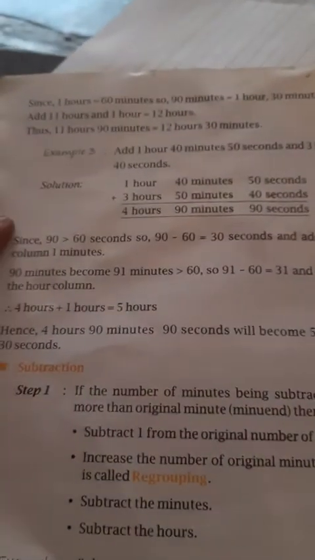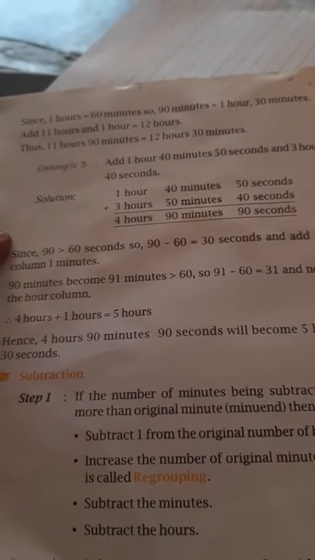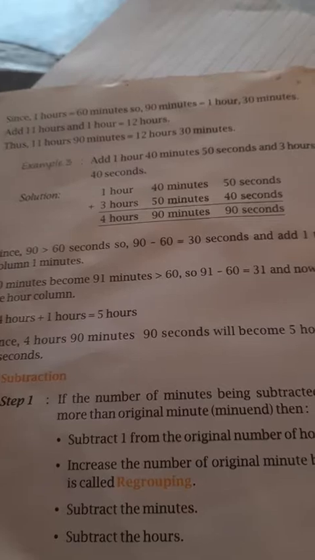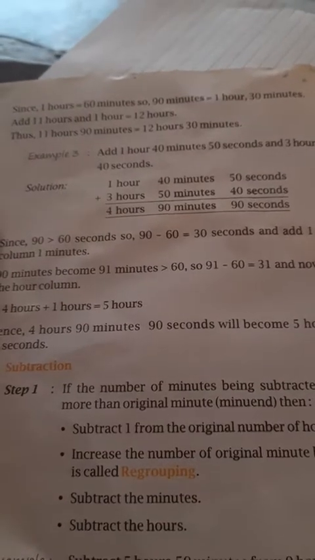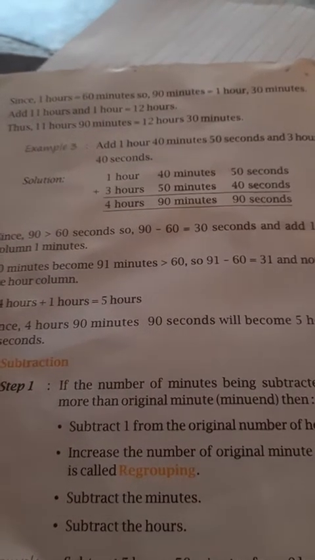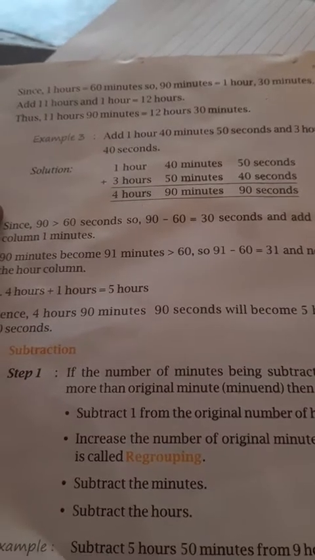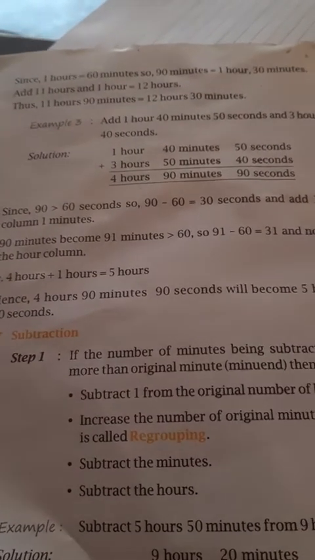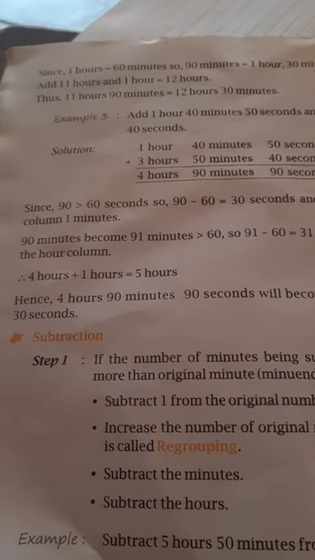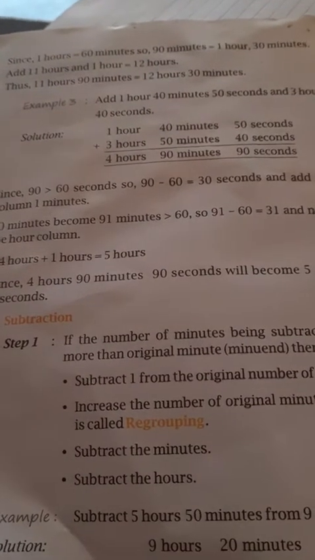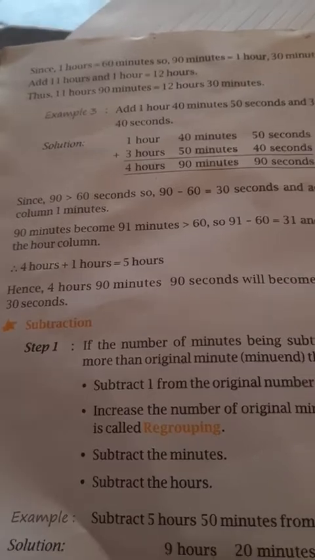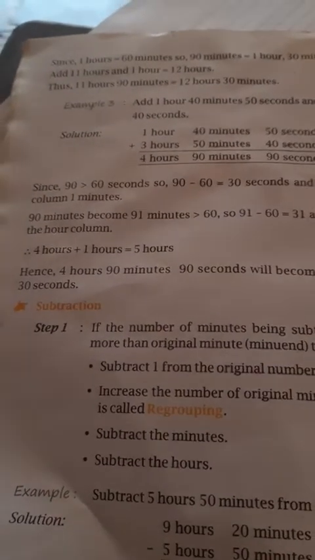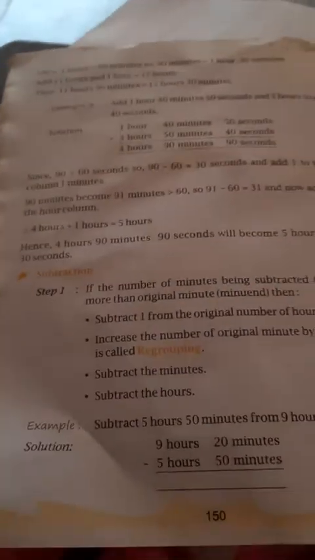Since 1 hour is equal to 60 minutes, 90 minutes is equal to 1 hour 30 minutes. Add 11 hours and 1 hour, that is 12 hours. So 11 hours 90 minutes is equal to 12 hours 30 minutes. Convert 90 minutes into hours.